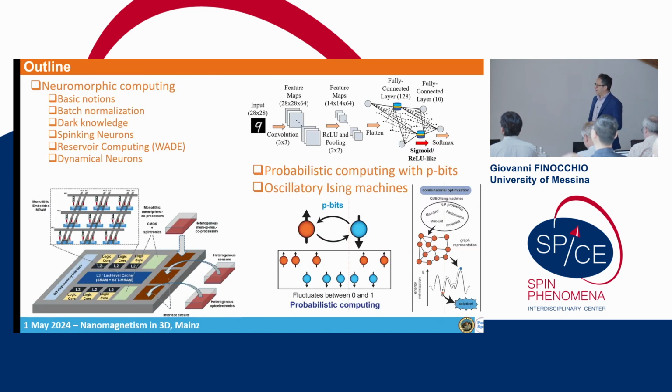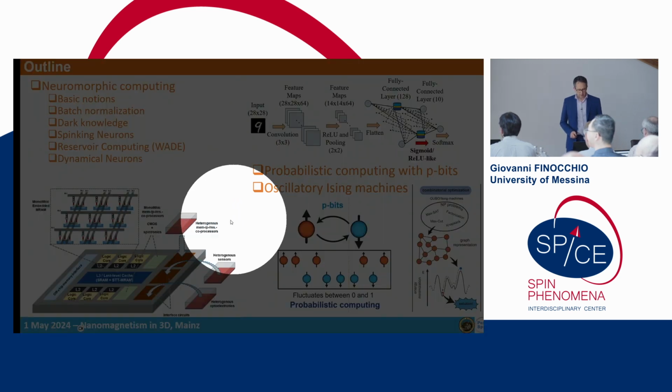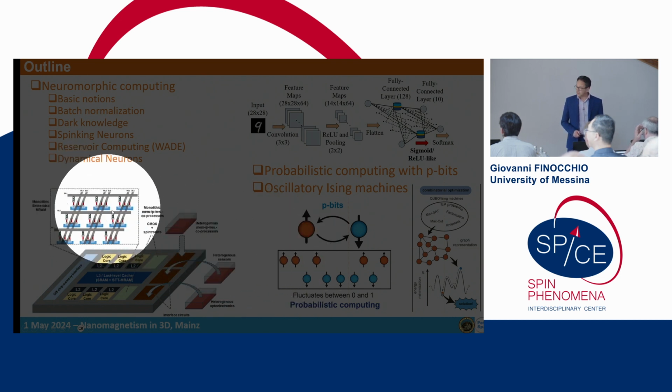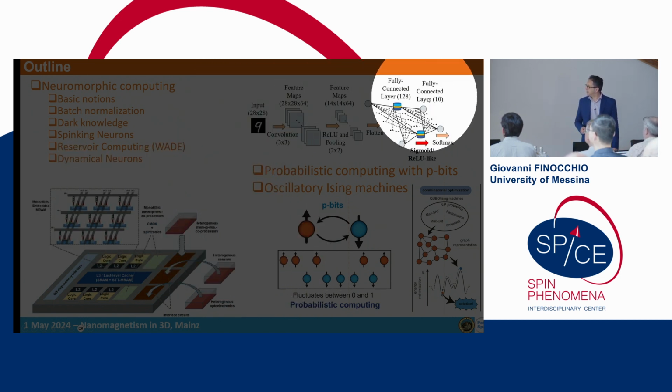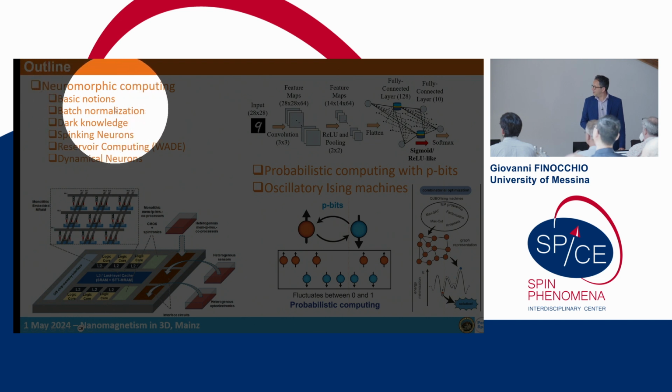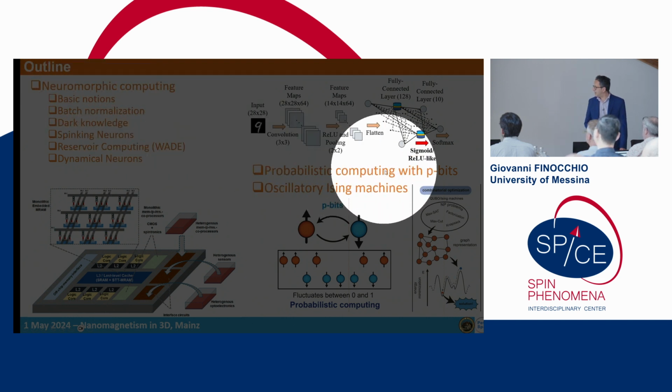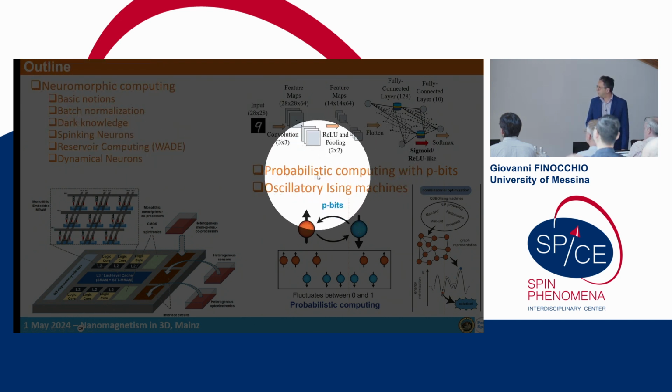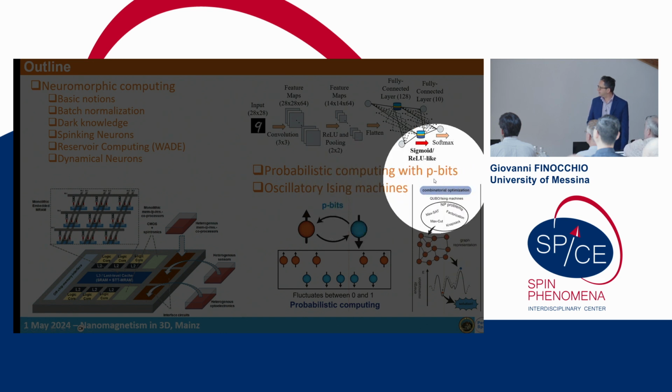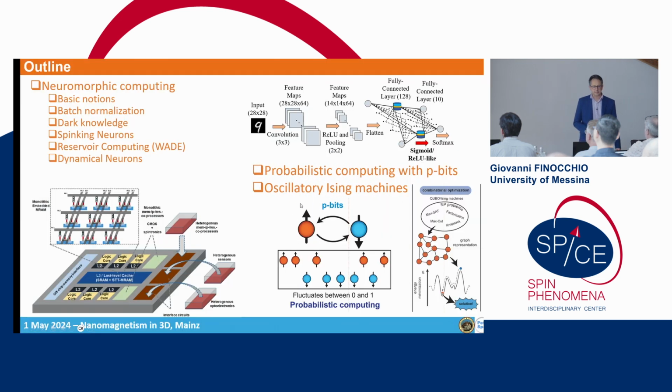All right, so let me start with the outline of the talk. I will basically discuss two things which I think are going to be very impactful in the next years. One is neuromorphic computing, and the other one is Ising machines, which can be implemented in two different ways, using p-bits or using dynamical systems.